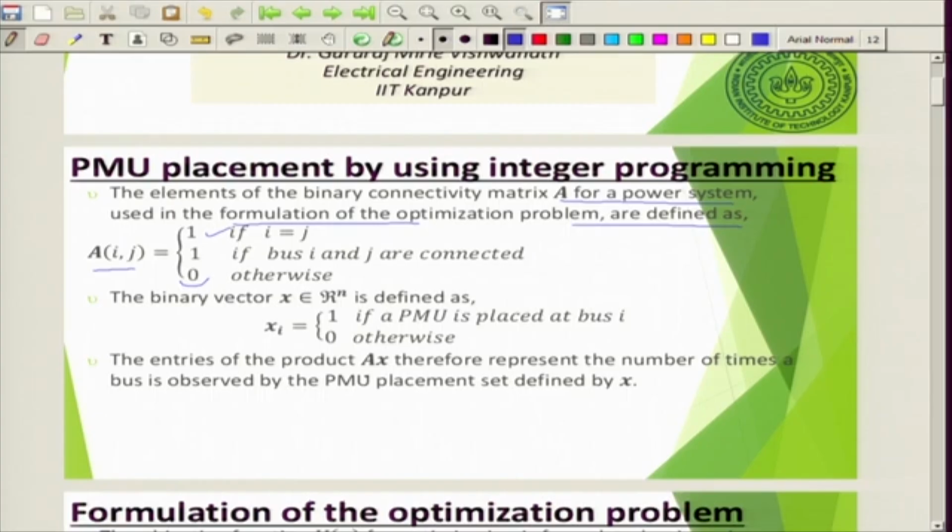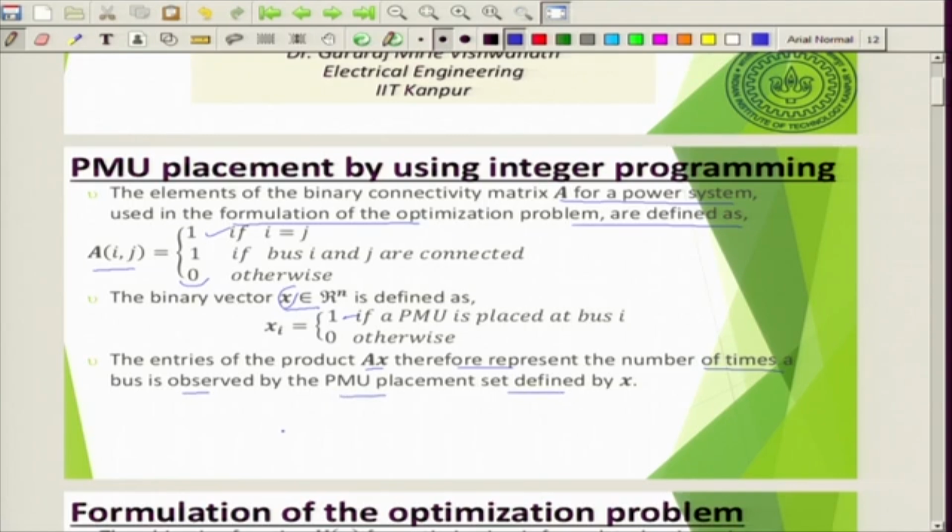Then we will define a binary vector x, defined as x of i. That means this is equal to 1 if a PMU is placed at bus i. By just looking at the entries of this binary vector, we will get to know whether a PMU is placed at a specific bus or not. So the entries of the product AX therefore represent the number of times a bus is observed by the PMU placement set defined by X.